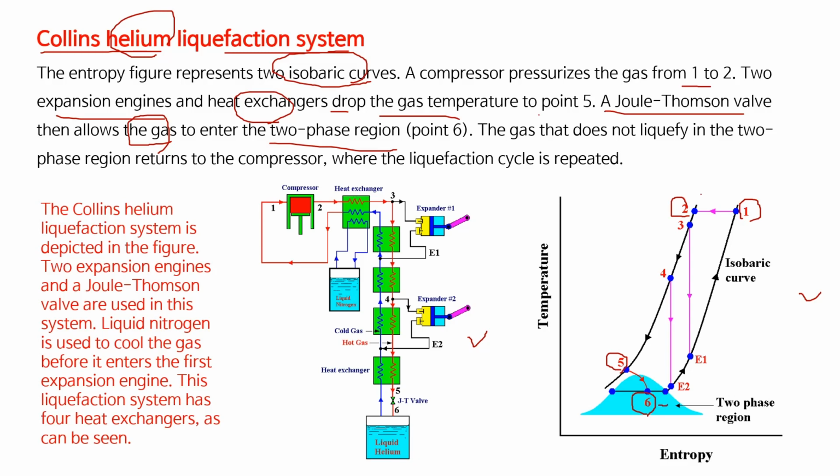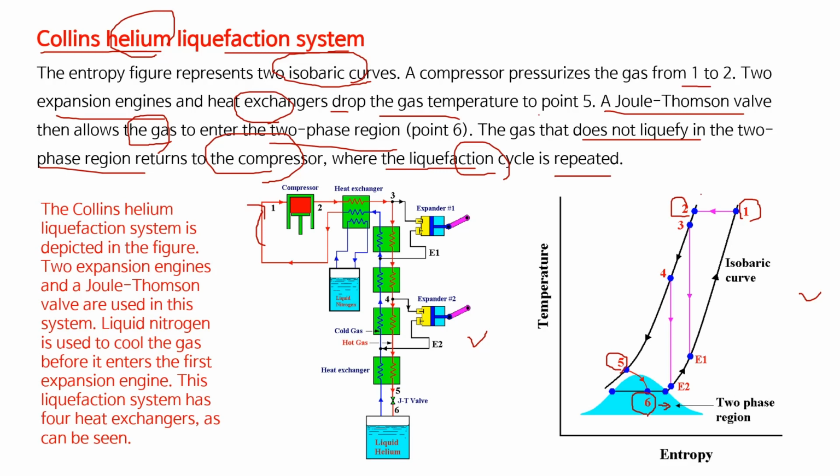and the remaining unliquefied gas comes from the container to the compressor again. Okay. The gas that does not liquefy in the two-phase region returns to the compressor, where the liquefaction cycle is repeated. Okay.